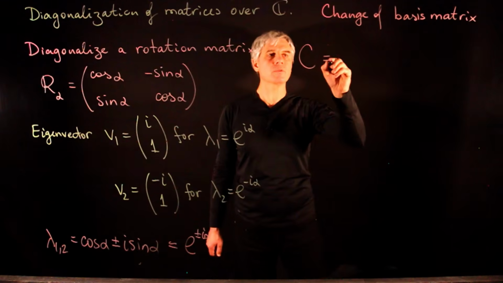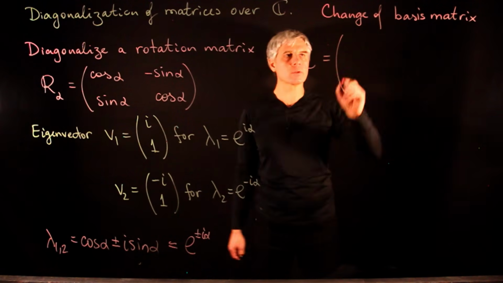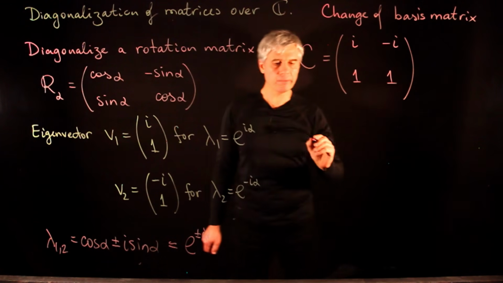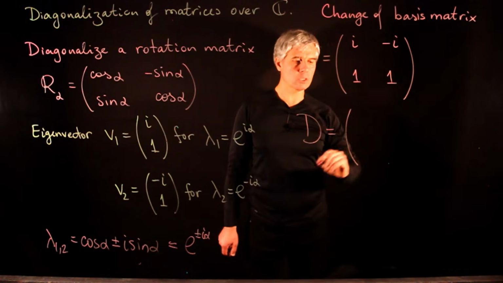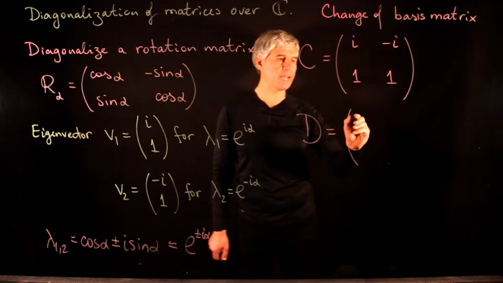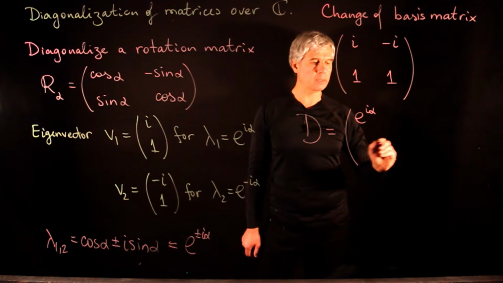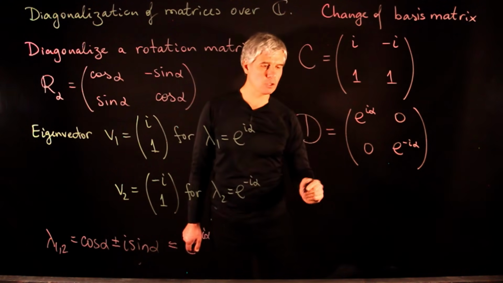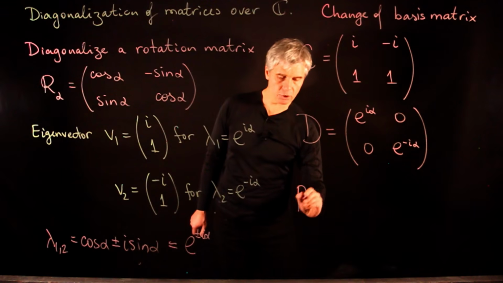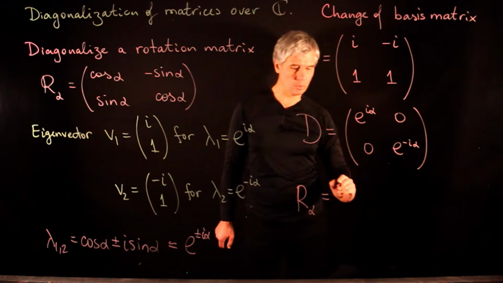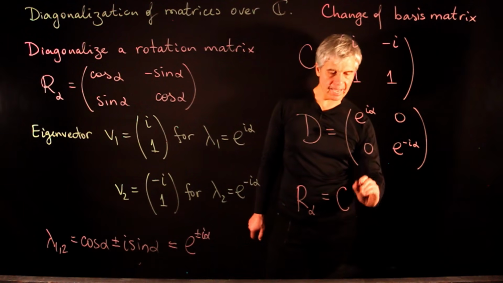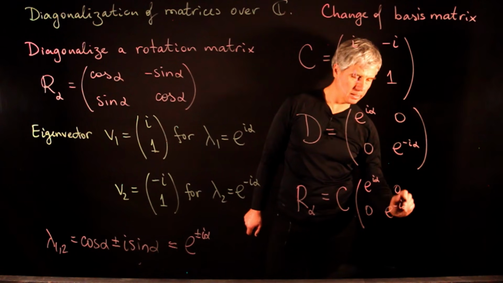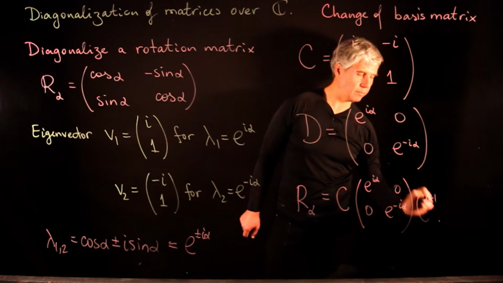So this matrix C is formed by our eigenvectors. So we'll have i, 1 and minus i, 1. And we have the diagonal matrix D, which is formed by placing eigenvalues on the diagonal. We have e to the i alpha and e to the minus i alpha. And we have our diagonalization formula, that the rotation matrix R alpha is equal to C times this diagonal matrix, so e to the i alpha, 0, 0, e to the minus i alpha, times the inverse of matrix C.